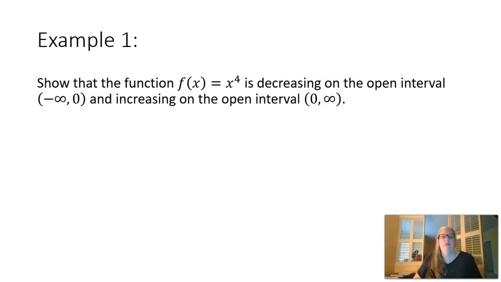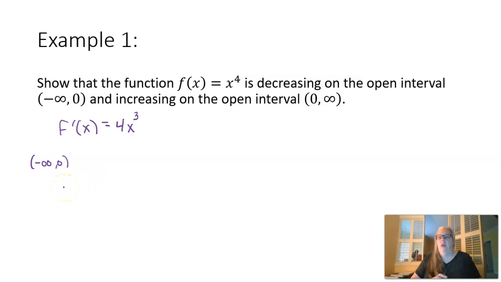Okay, here's our first example. We need to show that the function f of x equals x to the fourth is decreasing on the open interval from negative infinity to 0, and then increasing on the open interval from 0 to positive infinity. First of all, we need to take the first derivative of our function. So we've got x to the fourth, that's going to give me 4 times x to the third power.